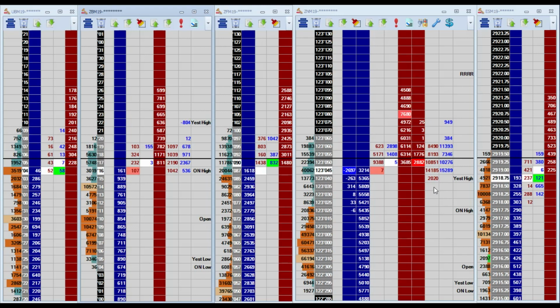So what I anticipate is a lot of these guys that went short here at over 14,000 might actually be covering their positions on this retest, which would push this thing higher. But we'll see. That's all theoretical.